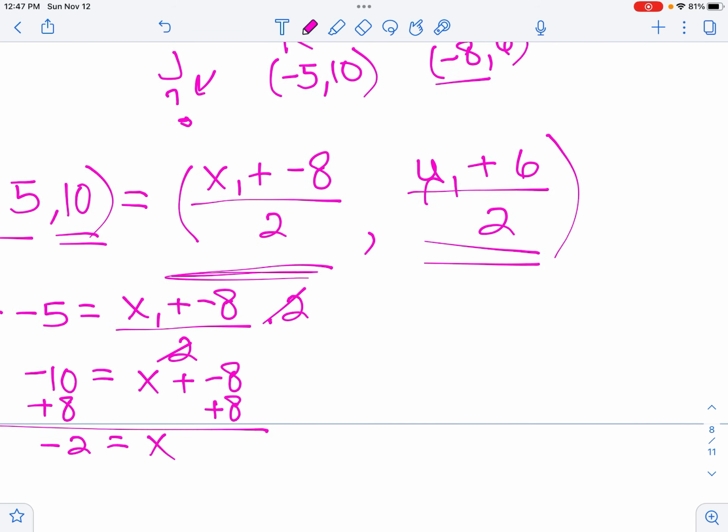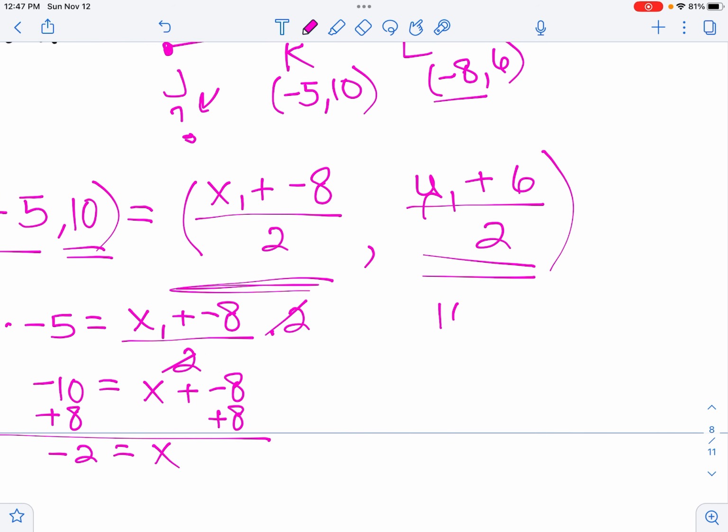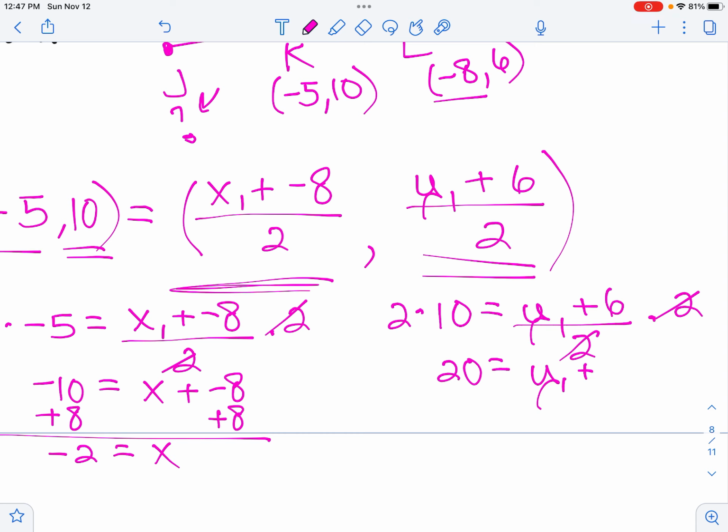And then let's do the y. We know that 10 has to be equal to this. So we're going to write that over here. 10 equals y1 plus 6 divided by 2. So we still are going to do the same thing here to solve this. Multiply by 2 on both sides. You get 20 equals y1 plus 6. We don't really need the y1 anymore. I'm going to subtract 6 from both sides, so 14 equals y. So now I know what x and y are.